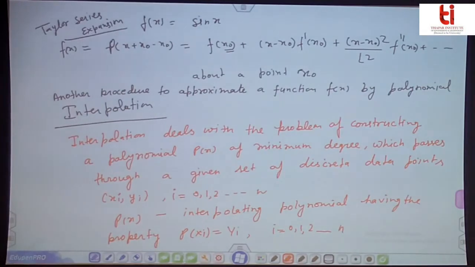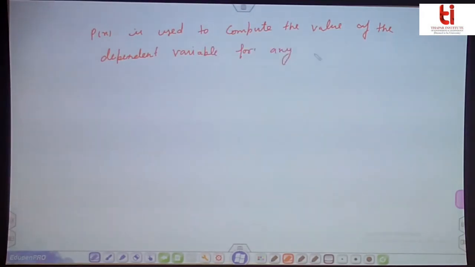So this p(x) is used to determine the value of the dependent variable for any intermediate value of the independent variable. So this p(x) is used to compute the value of the dependent variable for any specific value, or any intermediate value, I should say. Intermediate means what? That is inside the range xi to xi+1.